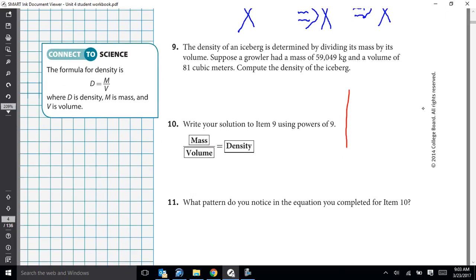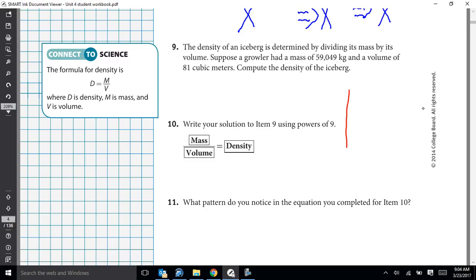All right, so we're going to look at number 9. The density of an iceberg is measured by dividing its mass by its volume. Suppose a growler has a mass of 59,049 kilograms and a volume of 81 cubic meters. Compute the density of the iceberg. So over here we have the formula for density. Density equals mass divided by volume, where D is density, M is mass, and V is volume.